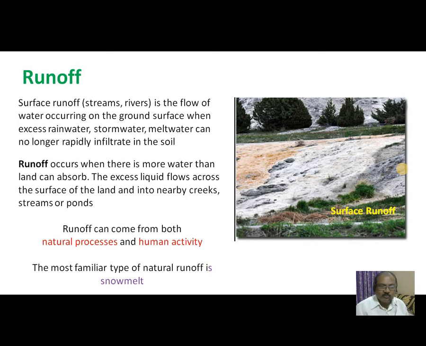Runoff can come from both natural processes and human activity. This is a natural process of surface runoff. That means a river is flowing. This is a natural process, whereas human activity means the water which is released by human beings from the houses or from the industries, etc. The most familiar type of natural runoff is snow melt.